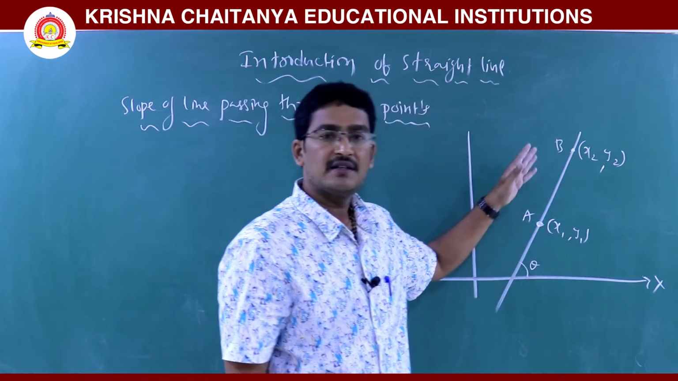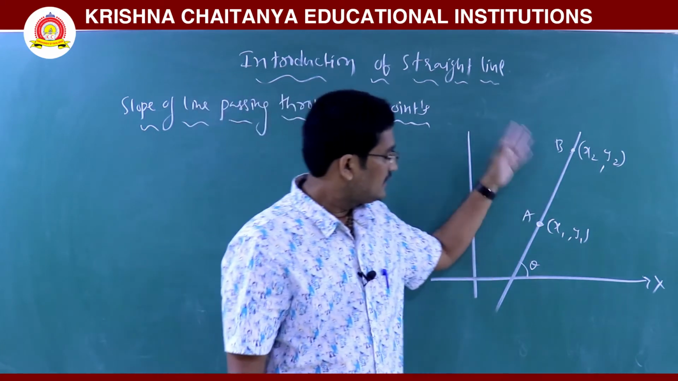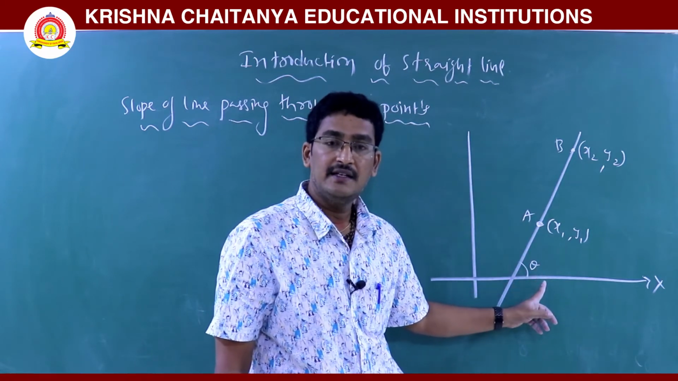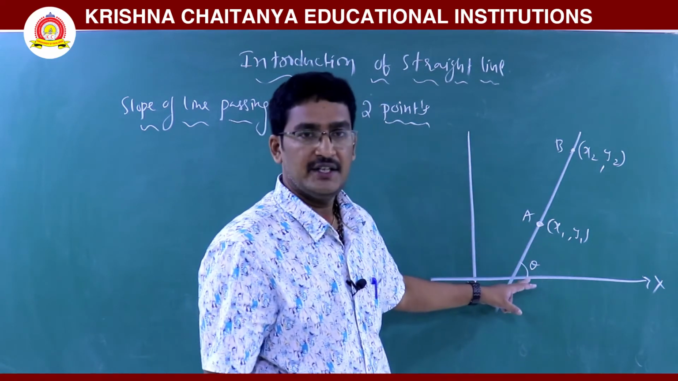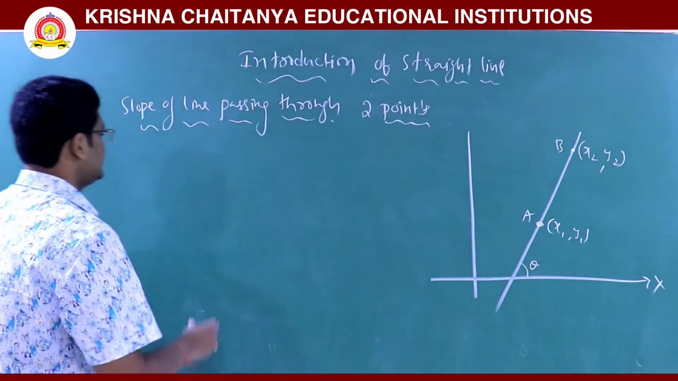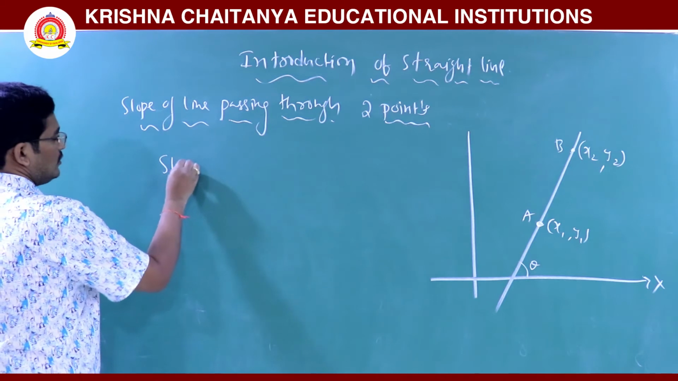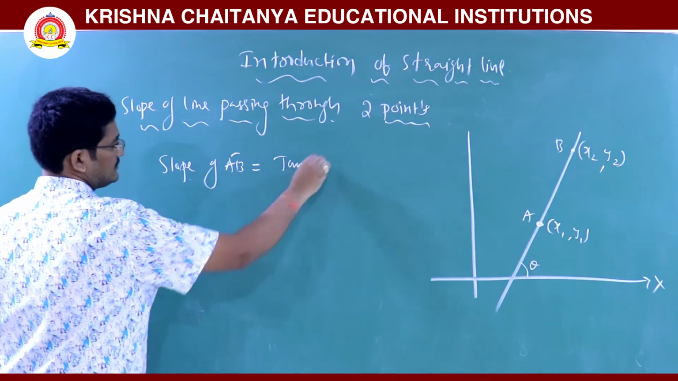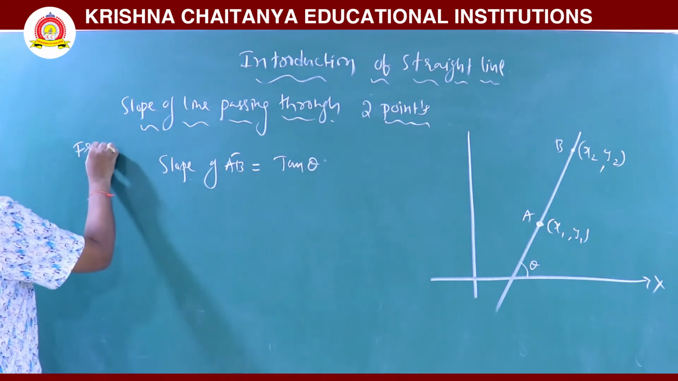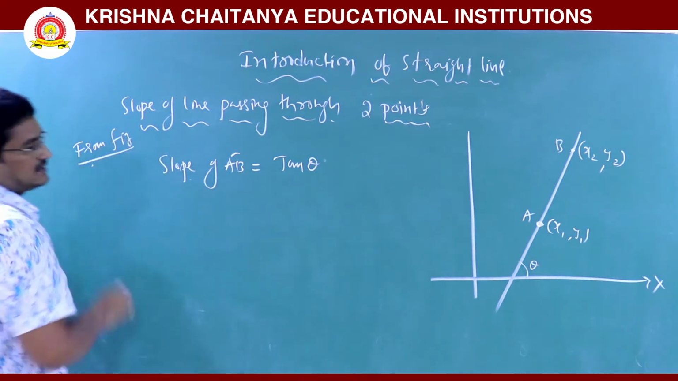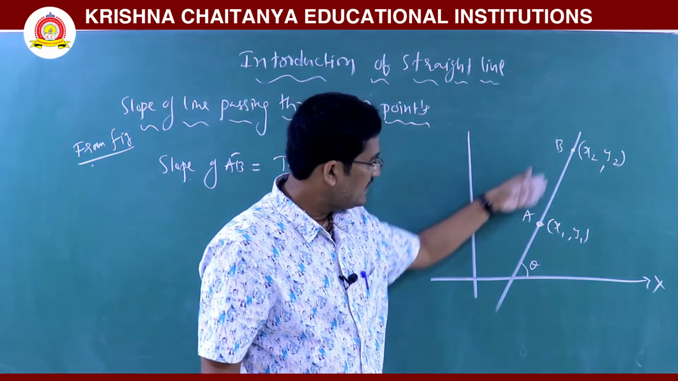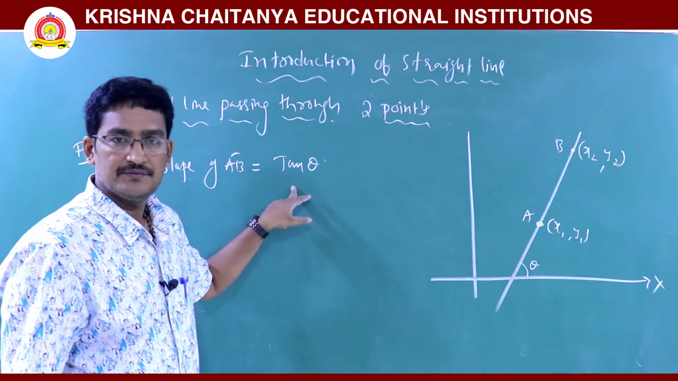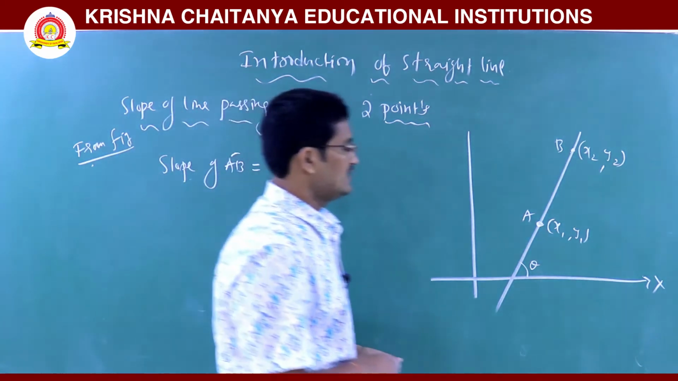The line passing through A and B is called AB bar. If this line has inclination theta, then the slope of this line is tan theta, you know. Okay, so it is clear. Slope of AB bar is equal to tan theta from the figure. Because the inclination of the line AB bar is theta here, we say the slope of AB bar is equal to tan theta. Just remember that one.